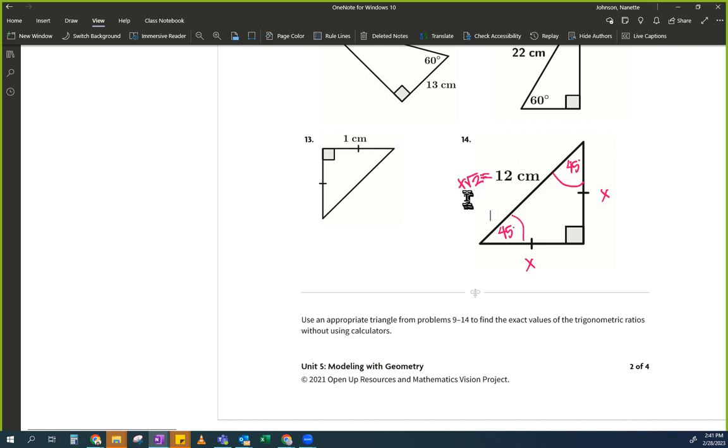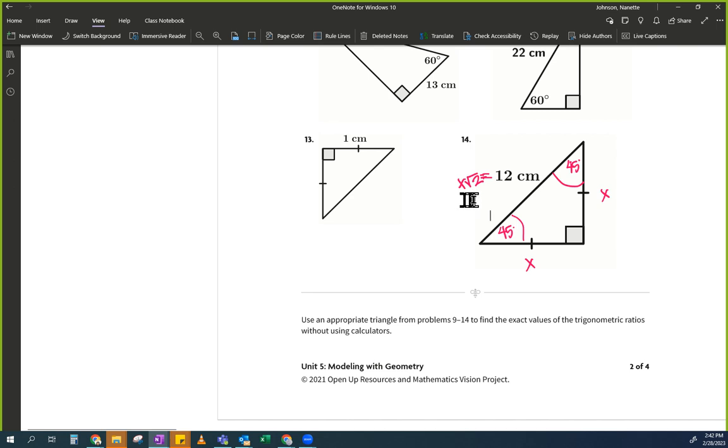So how do you solve this equation for x? What would you do? How would you solve this equation for x? What would you do? So right now you see x root 2 equals 12. How would you get x by itself? Yes, you would get rid of the radical.